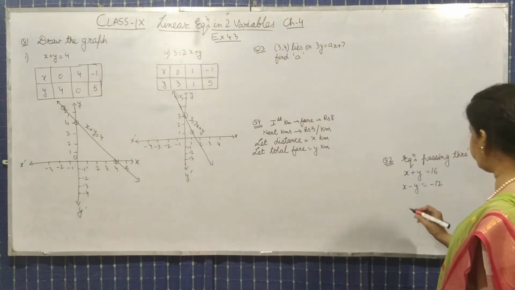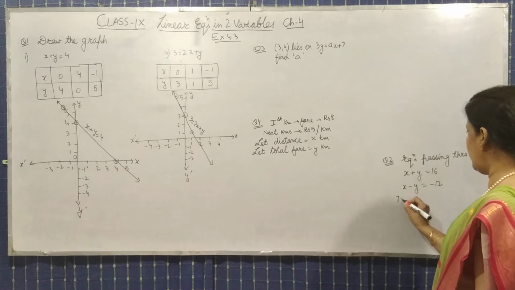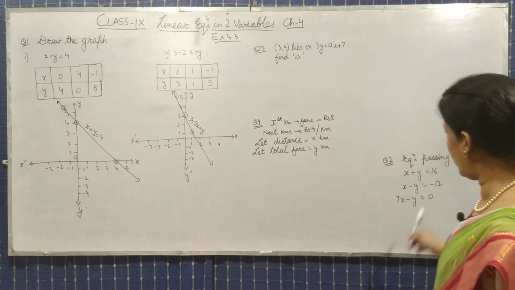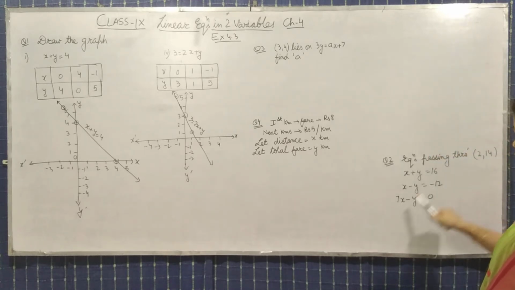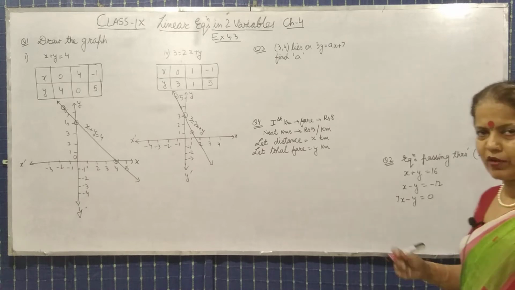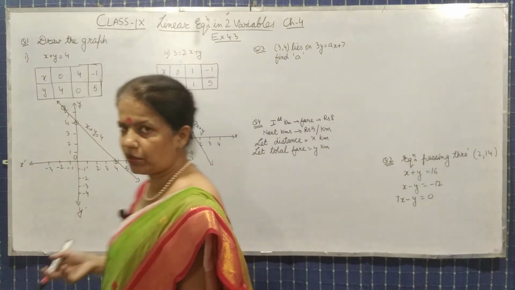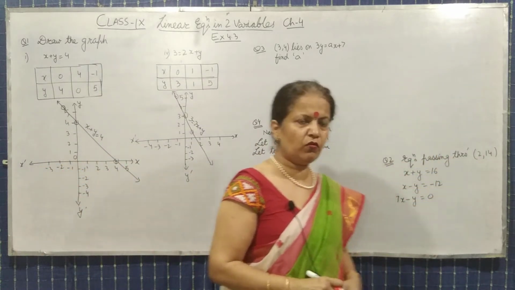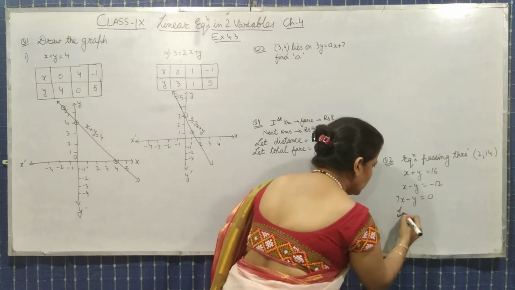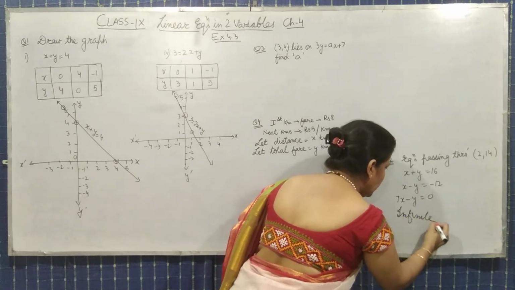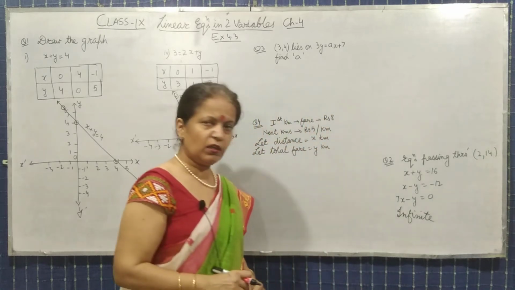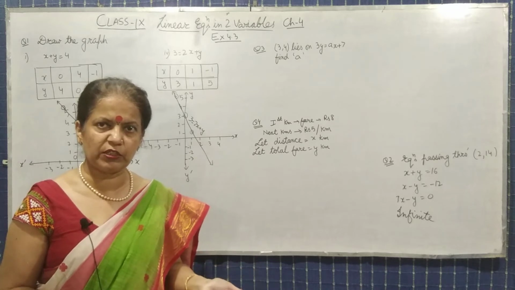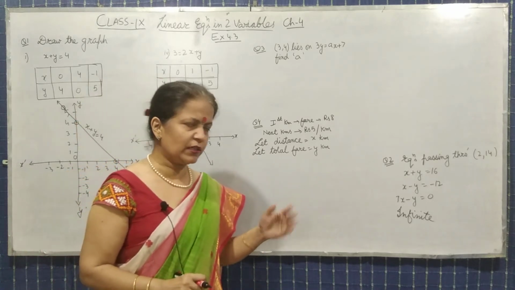Any other? 7x minus y equals 0. 7 into 2 is 14, minus 14 equals 0. So can you tell me how many linear equations we can make which pass through 2 and 14? We can find infinite. Infinite linear equations we can make, because if we take the value of x, the variable y will keep on changing over here. The value will get changed.